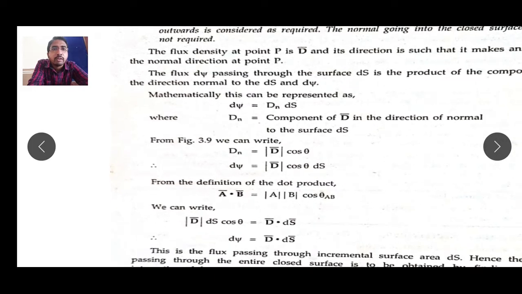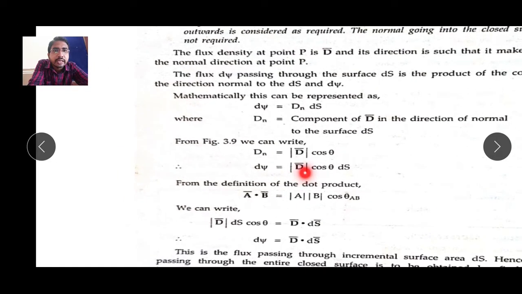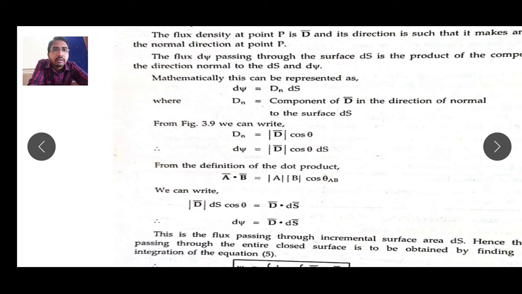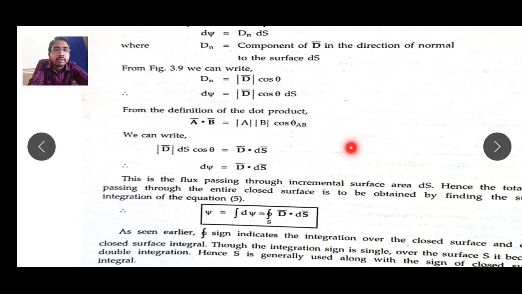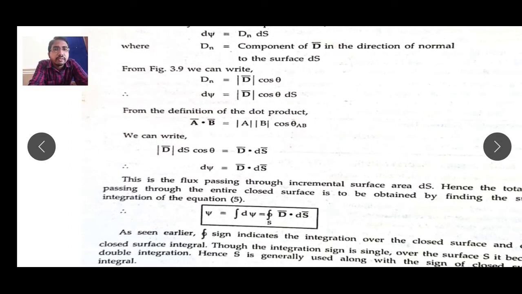So we know that the dot product a bar dot b bar is equal to mod a mod b cos theta. So here the dot product of D cos theta and dS is given. So the dot product of D bar and dS bar is equal to D bar dS cos theta. So we know that this D cos theta dS is equal to d psi. In the place of D dS cos theta, we are representing d psi. So d psi is equal to D bar dot dS bar. Okay, so from this, d psi is the differential flux.